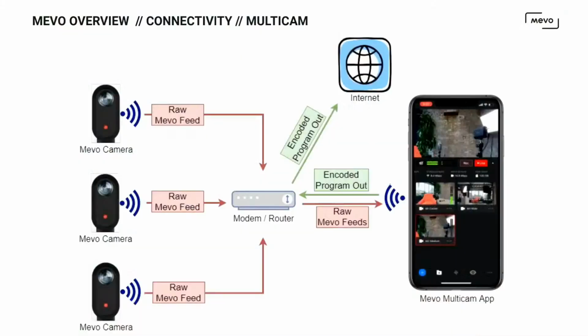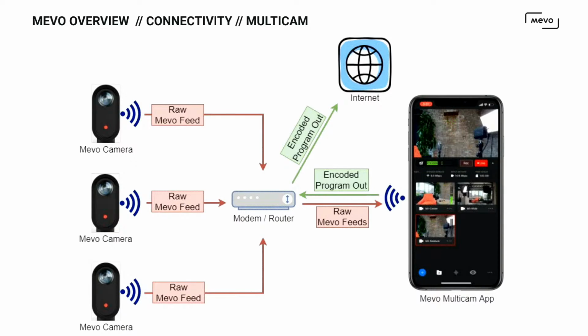Wonderful. All right, we're going to do this Mevo Multicam app, and we're going to talk about why it is different. So the Mevo Multicam app connects differently than the Mevo 2.0 app. The Mevo Multicam app, the Mevos are not streaming. So typically what happens is your Mevo takes the internet from your modem or router, and it streams directly to the internet from there. So it'll send it from Mevo to modem or router to the internet.